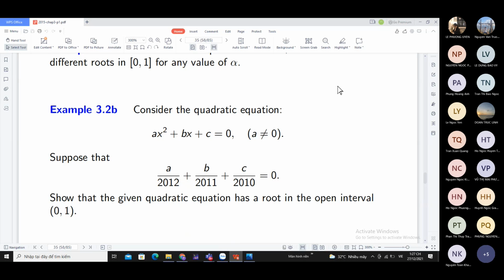Okay. Now look at example 3.2b. We consider the quadratic equation ax squared plus bx plus c equals 0. Here a is a non-zero number. Now we assume that a, b, c satisfy the condition a over 2012 plus b over 2011 plus c over 2010 equals 0. And now we want to show that the given quadratic equation has at least one root in the open interval (0, 1).